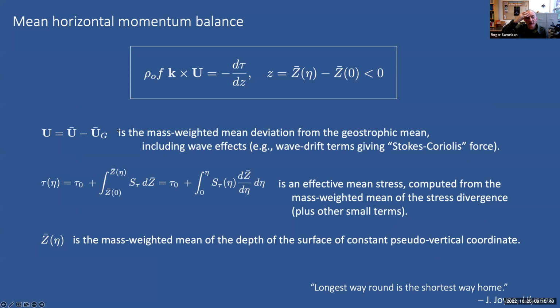So we come back to this mean horizontal momentum balance, and it looks the same as before, but we have a little bit different understanding of what it means in this case, so to speak. So now we interpret U as the mass-weighted mean, and just the deviation from the geostrophic mean, of course, is what I'm talking about, but it includes all the wave effects, including any wave drift terms that might give a Stokes Coriolis force, that sort of thing. And the stress is an effective mean stress. It's computed from the mass-weighted mean of the stress divergence, and there are a few other small terms in there as well, but I'm going to end up parameterizing it anyway, so it doesn't much matter.